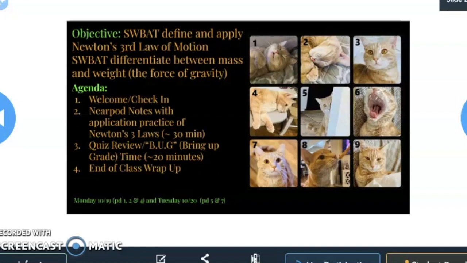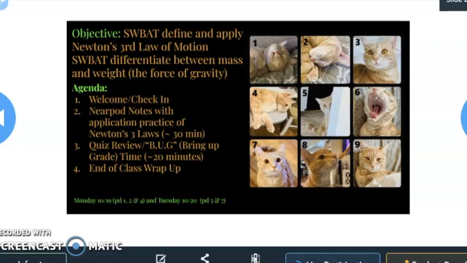In class today, we practiced applying Newton's three laws of motion and defined Newton's third law as well. We also differentiated between mass and weight, which is another name for the force due to gravity, all through some Nearpod slides that can be found in my MCPS classroom under the Week 8 module. So if you were absent from class, I do expect you to go through and complete those.